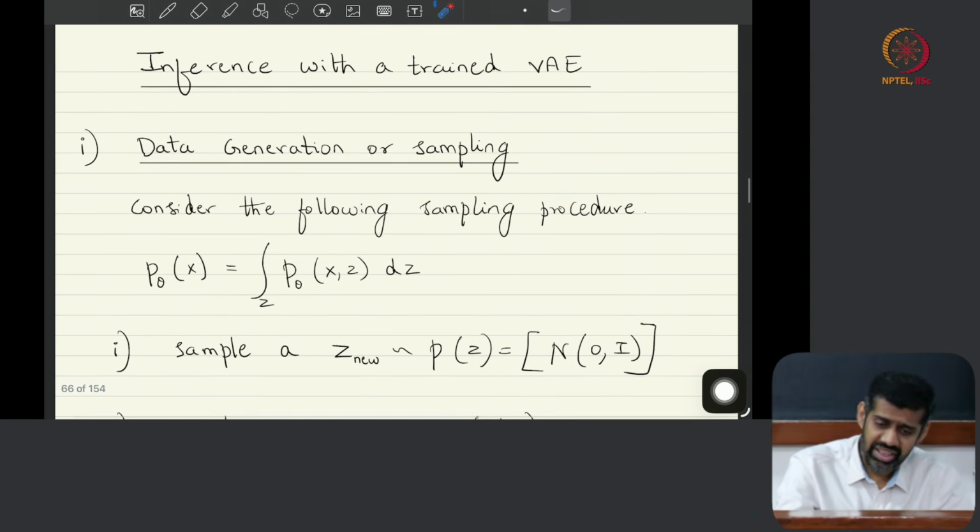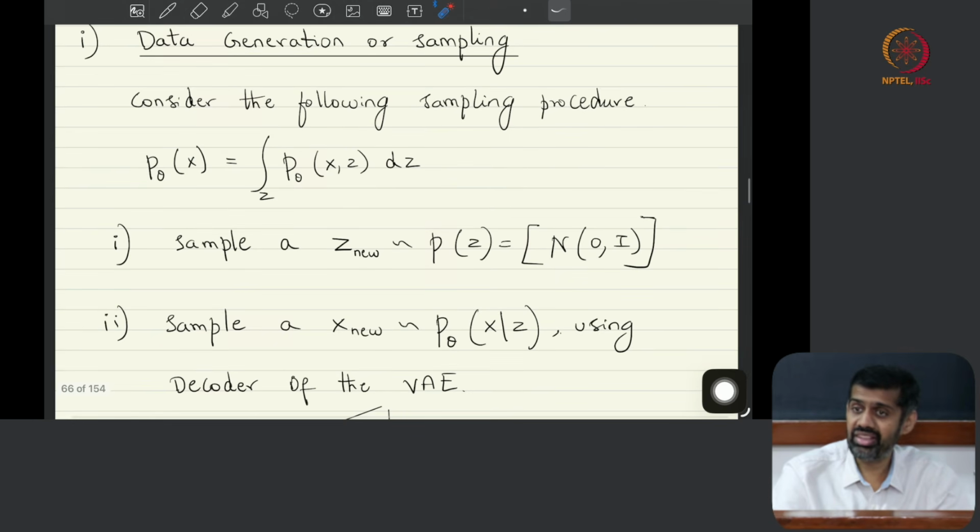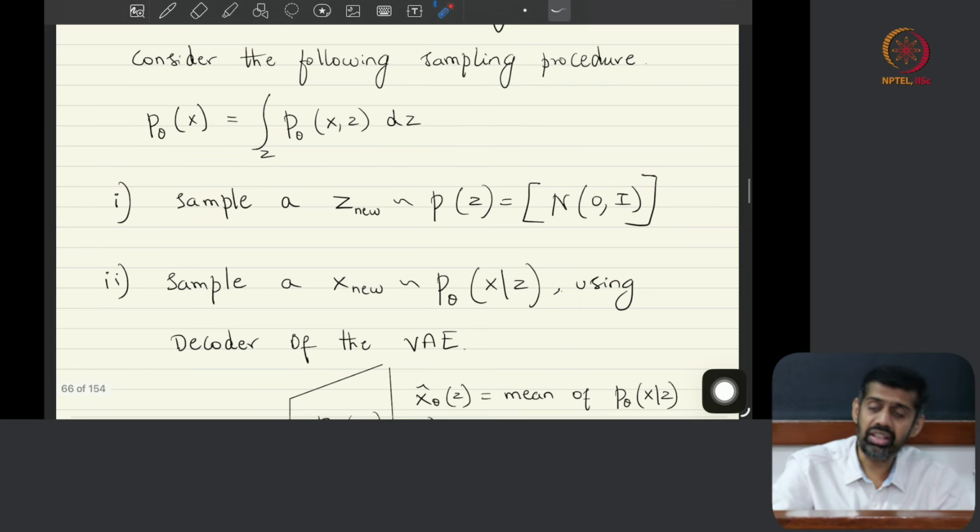Yeah. So, once you train a VAE, how do you use it for inference? You can use it in multiple ways. One, for data generation or sampling. Okay, how do you sample from a latent variable model in general is as follows. So, we know that the latent variable model is defined as the marginal of the joint distribution between these two, right. Now, how do you sample from a latent variable model is that you sample from the conditional distribution of data given the latent variable.